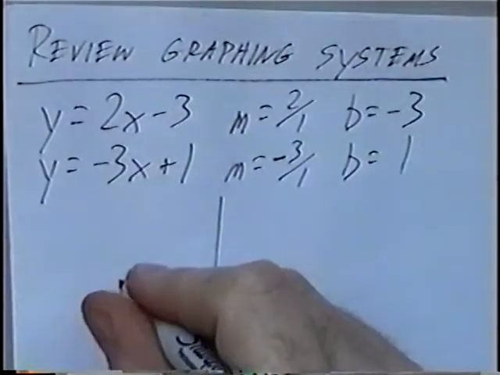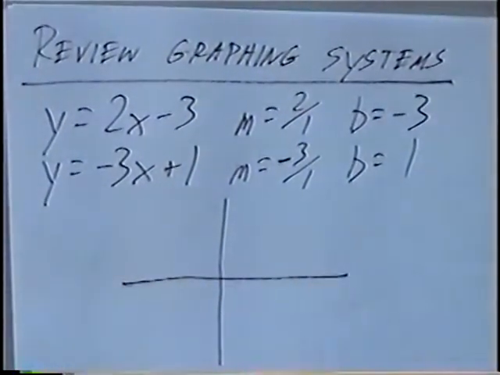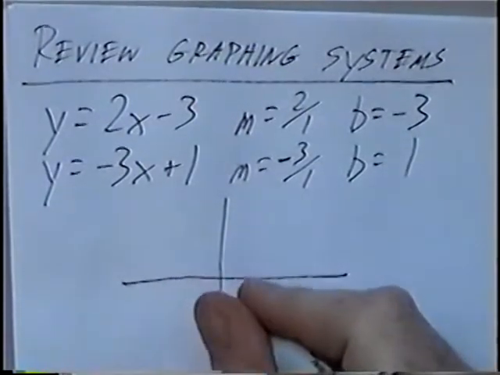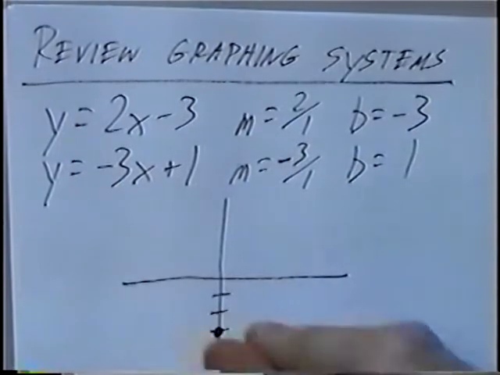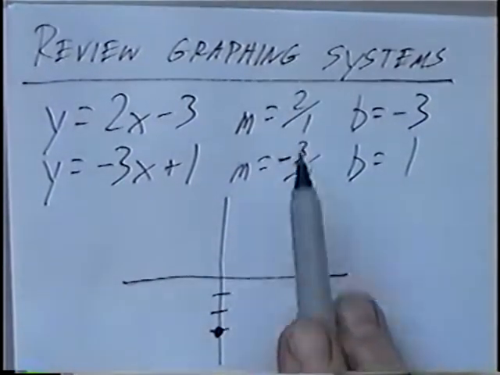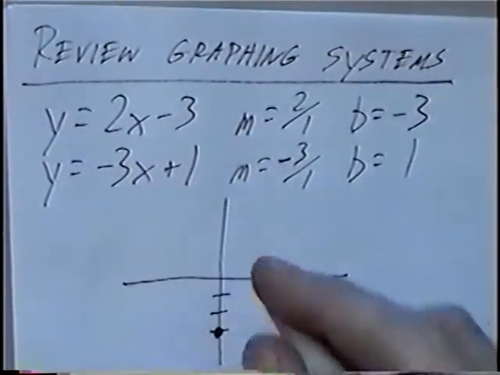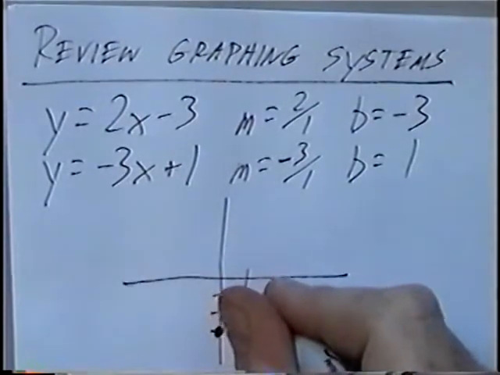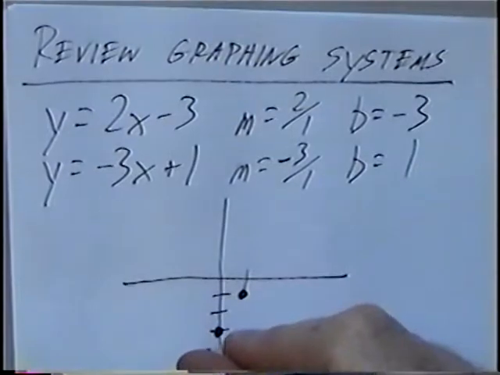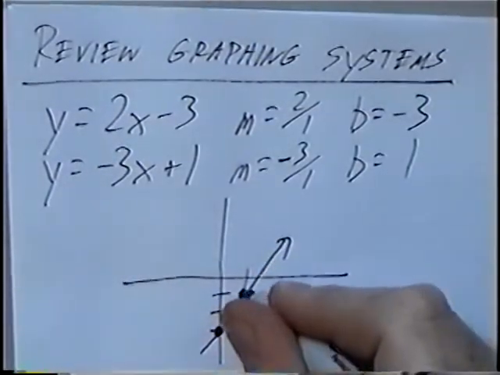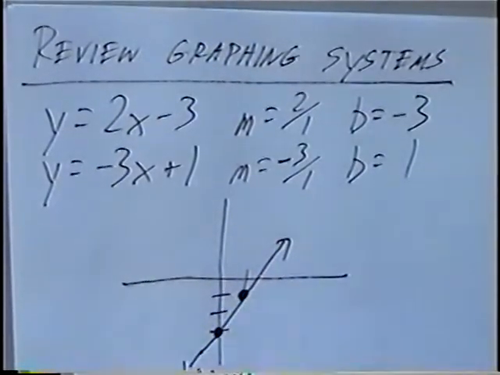Graphing these equations. The first equation, the y-intercept is at negative 3, starting at the y-axis on negative 3. The slope is 2 over 1, so we'll go up 2 spots and over 1 spot. Taking these 2 points, we can connect them to get the line for the first equation.